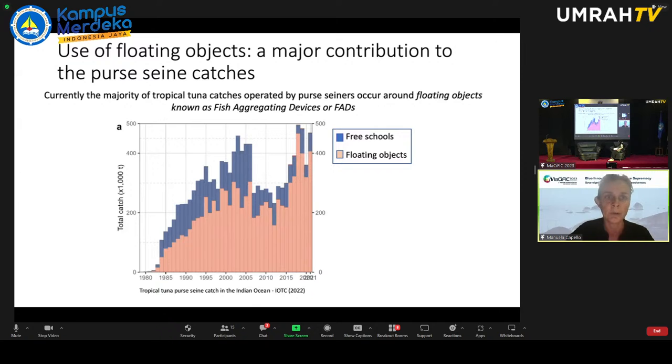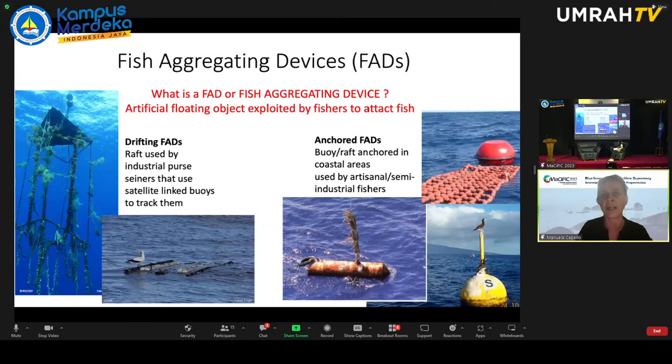So what is a FAD, or a fish aggregating device? A FAD is an artificial floating object which is constructed and exploited by the fishers to attract the fish. We have basically two main categories of FADs.